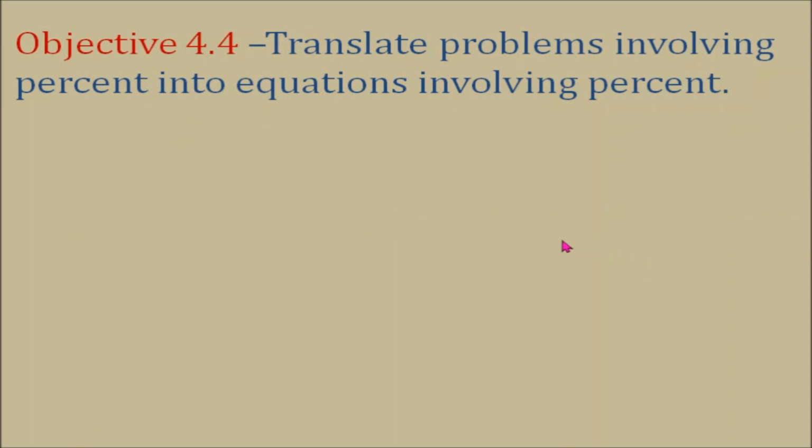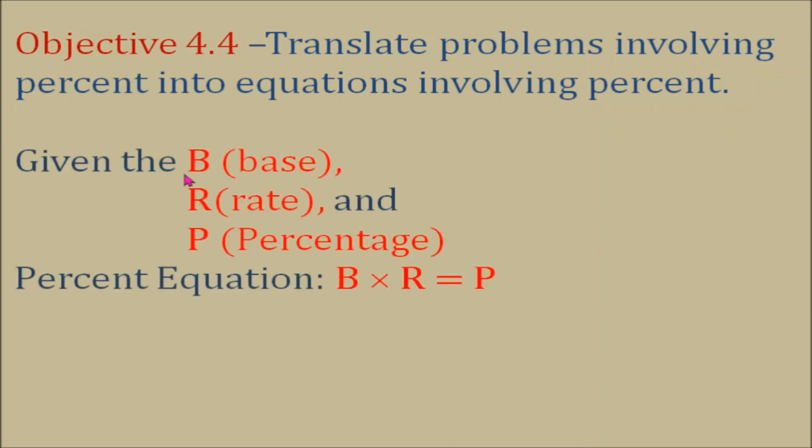Objective number 4, translate problems involving percent into equations involving percent. So given that B is the base, R is the rate, and P is the percentage, the percent equation is B times R equals P.